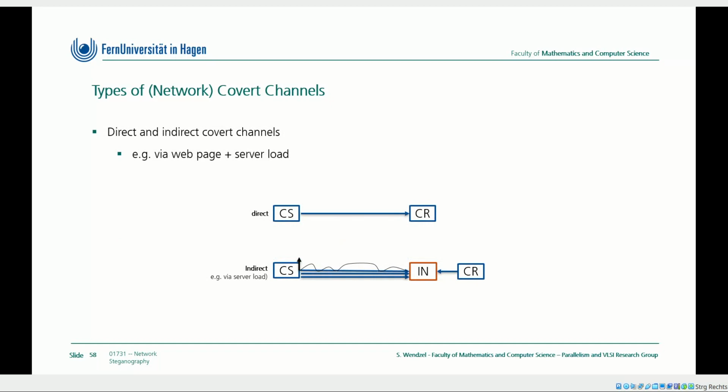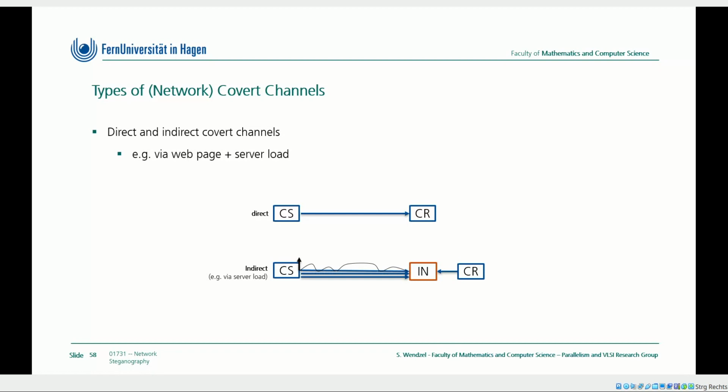And then there is another type of distinction, namely between direct and indirect covert channels. Direct covert channels are those where the covert sender sends data to the covert receiver directly, so that the hidden information is directly encoded in a way that the covert receiver can extract it. There's, however, also a different method feasible, and that's an indirect covert channel.